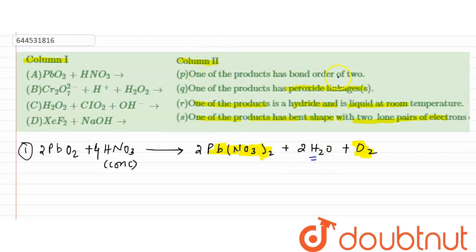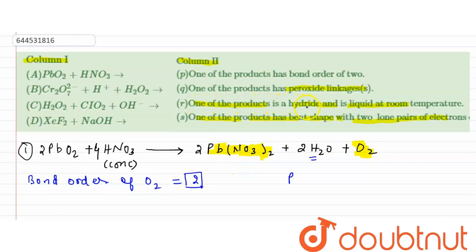One of the product has bond order of 2. Yes, it's very important, the bond order of oxygen is 2. So yes, one of the product has bond order of 2 means P is correct. Now next is one of the product has peroxide linkages. No. In any of these products there is no peroxide linkage. You know in water there is no peroxide linkage and not even in lead nitrate.